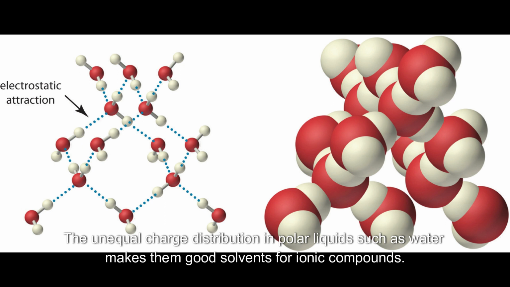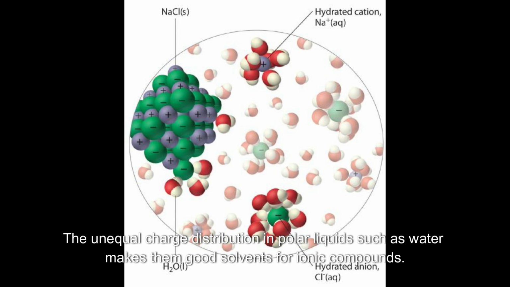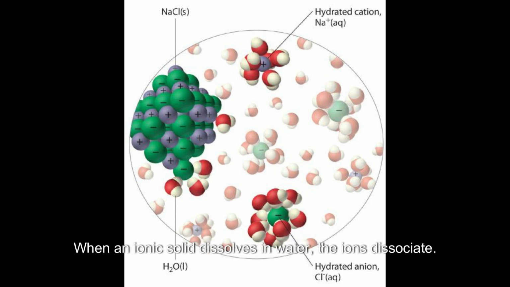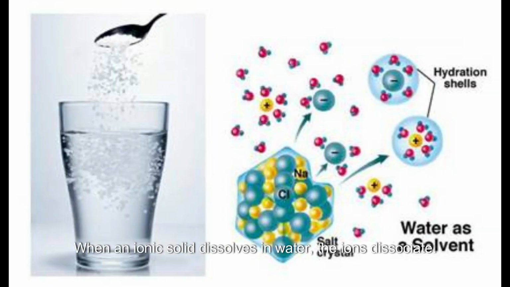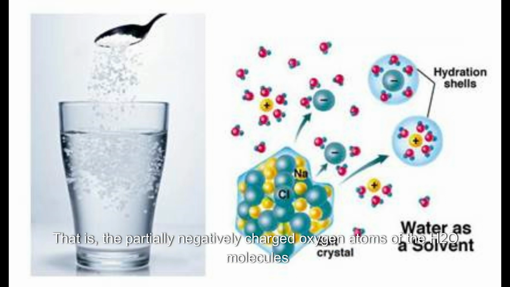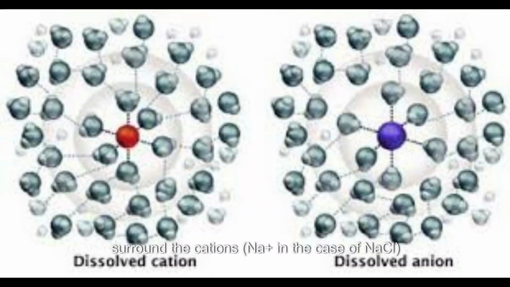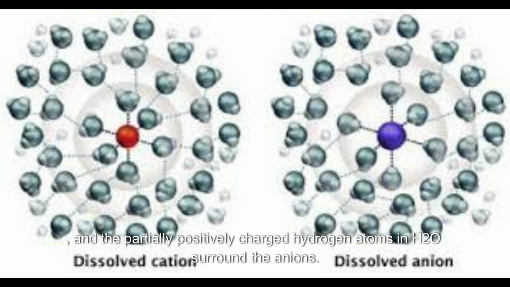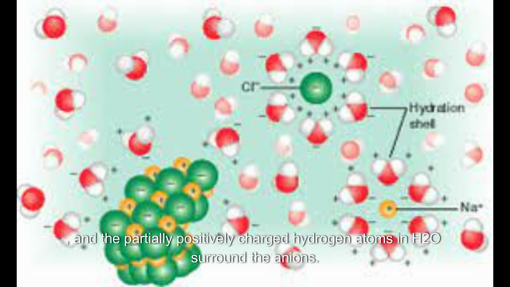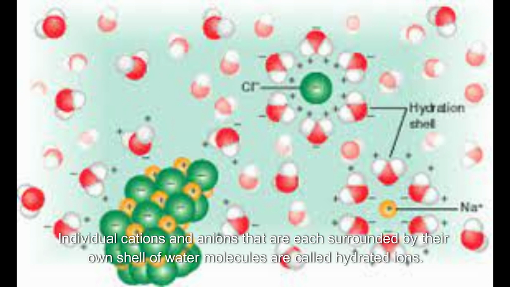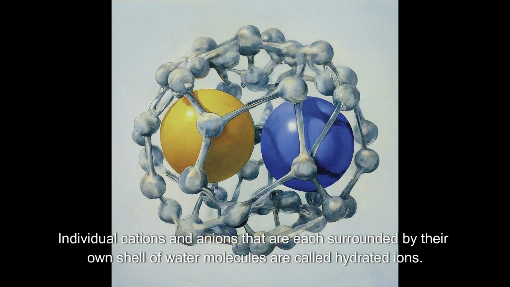The unequal charge distribution in polar liquids such as water makes them good solvents for ionic compounds. When an ionic solid dissolves in water, the ions dissociate. That is, the partially negatively charged oxygen atoms of the H2O molecules surround the cations, Na+ in the case of NaCl, and the partially positively charged hydrogen atoms in H2O surround the anions. Individual cations and anions that are each surrounded by their own shell of water molecules are called hydrated ions.